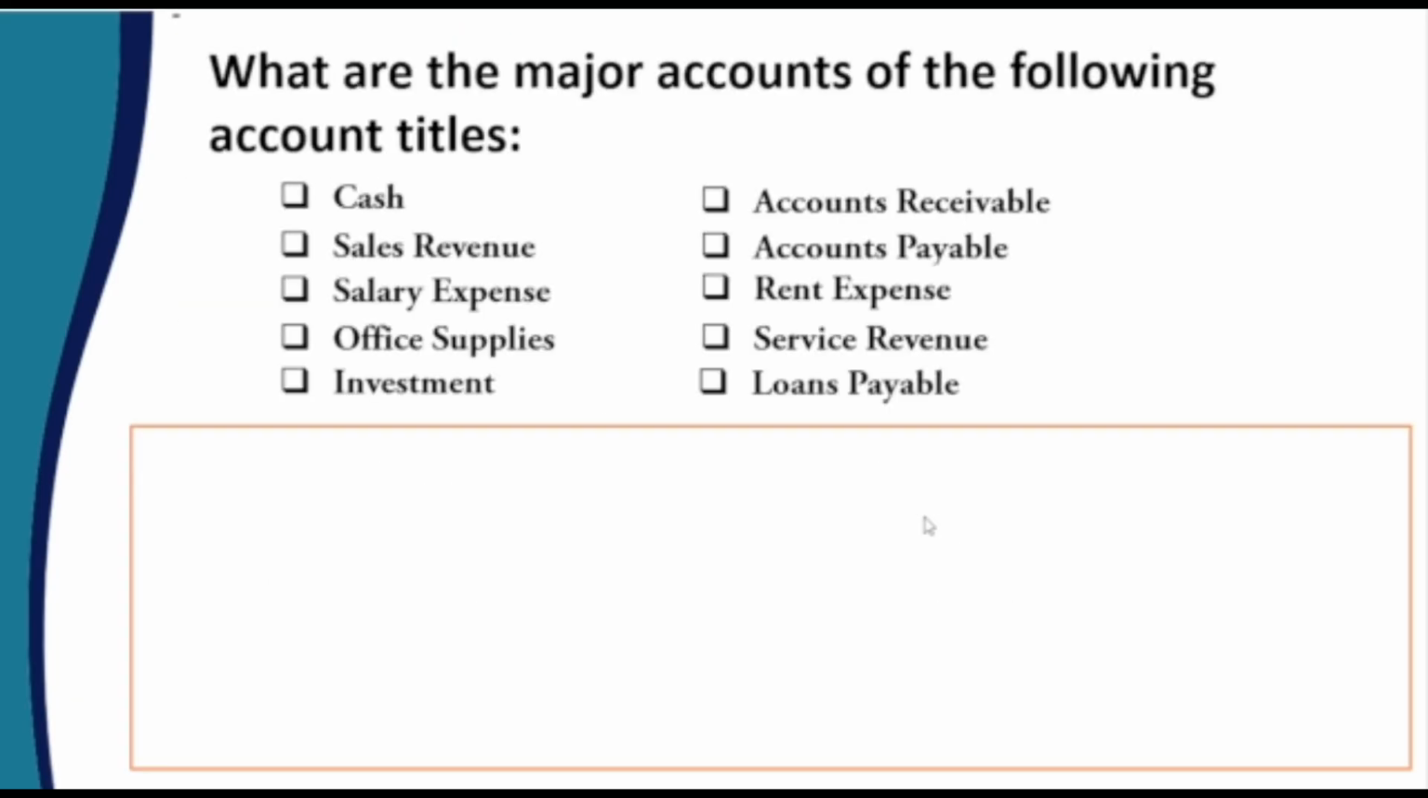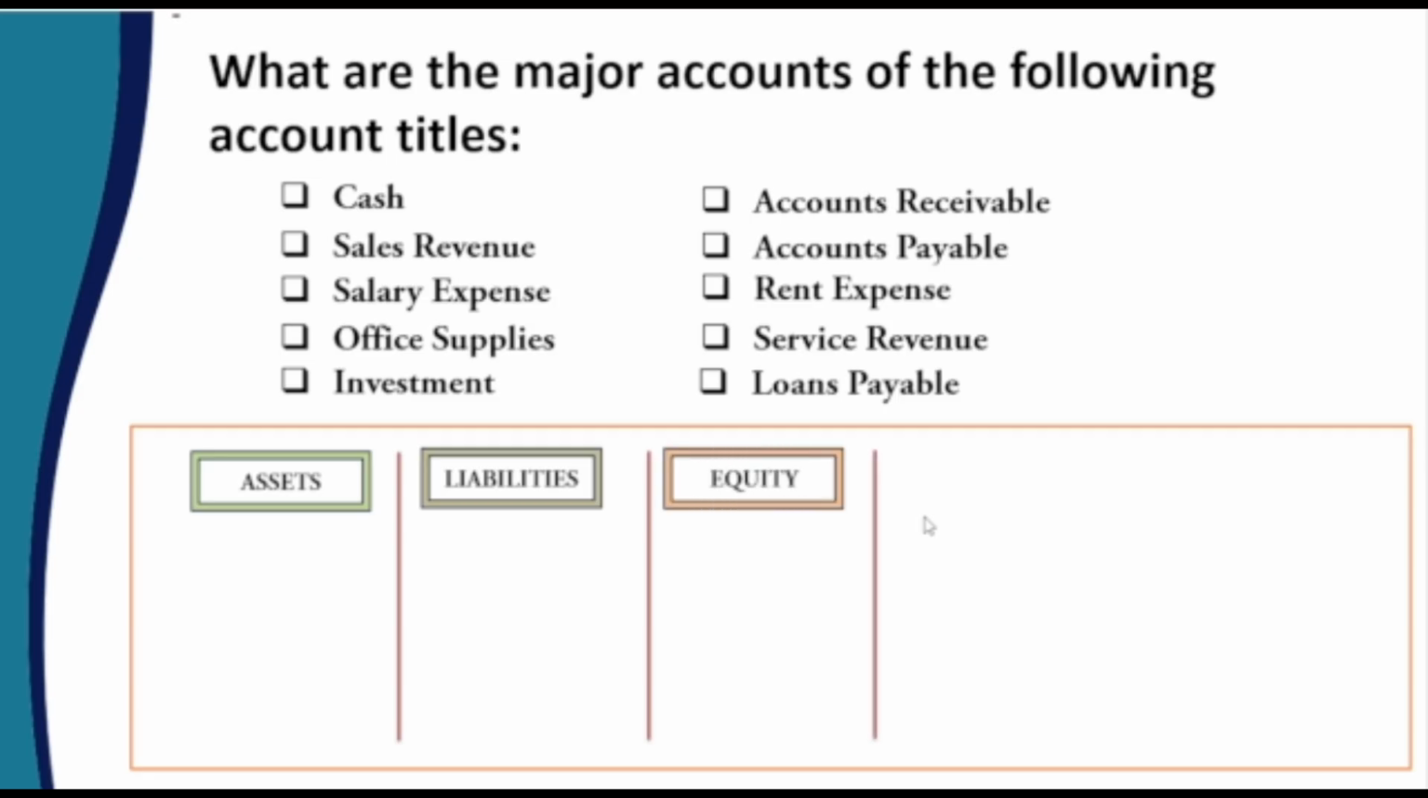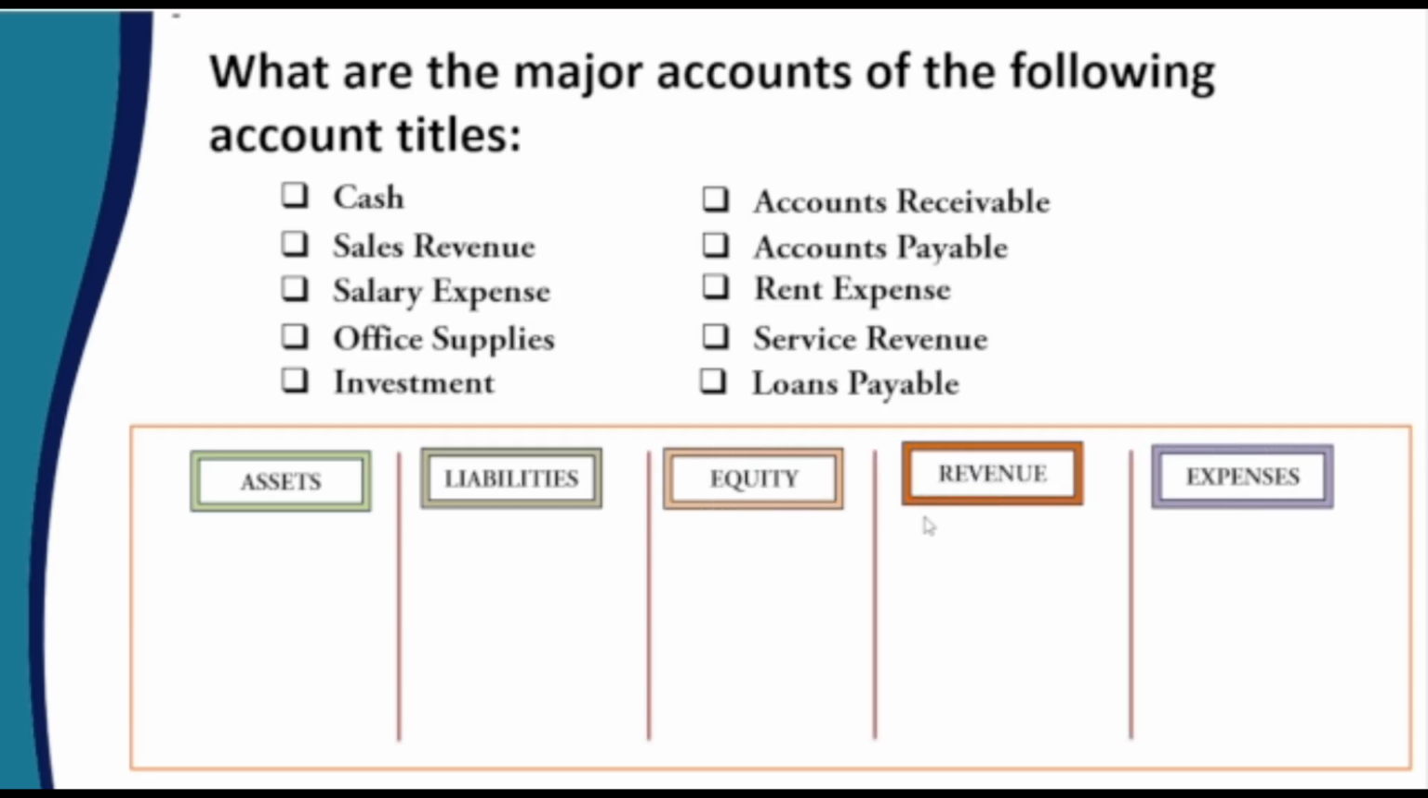Now, let's classify these account titles to the specific major accounts they belong to. For example, cash. Which major account does it belong to? We have 5 major accounts: assets, liabilities, equity, revenue, and expenses. Now, let's classify cash. Which major account is it under? Cash is under assets. Sales revenue is under revenue.